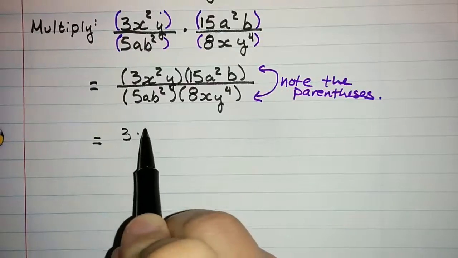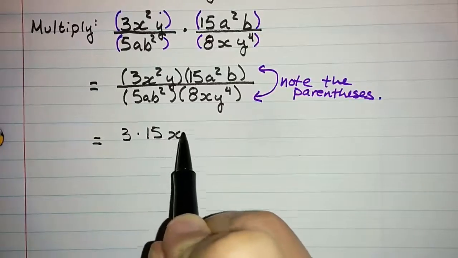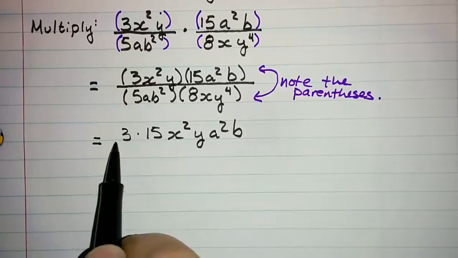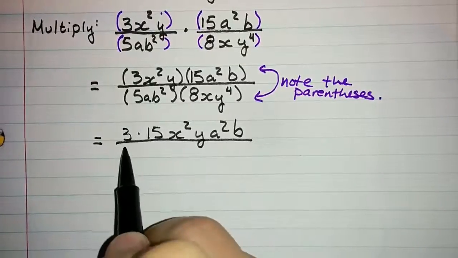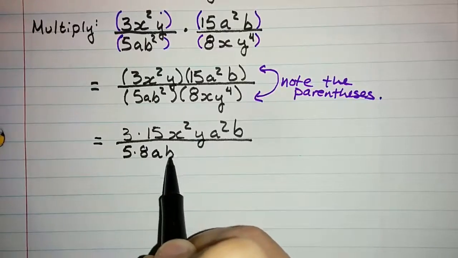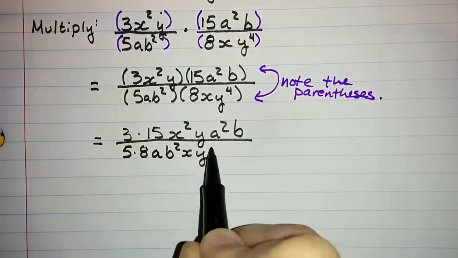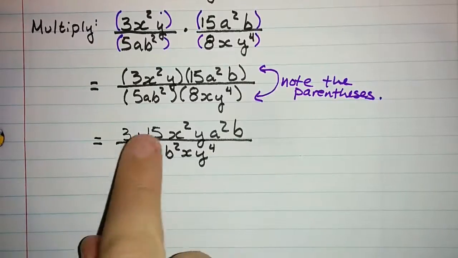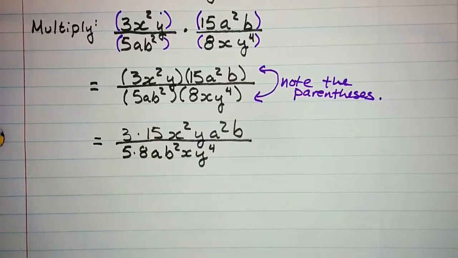We'll have 3 times 15 x squared y a squared b over 5 times 8 ab squared x y to the fourth. Notice, I haven't done the multiplication in the numerator and the denominator. I have written the coefficients together at the beginning just because that makes it easier to look at.